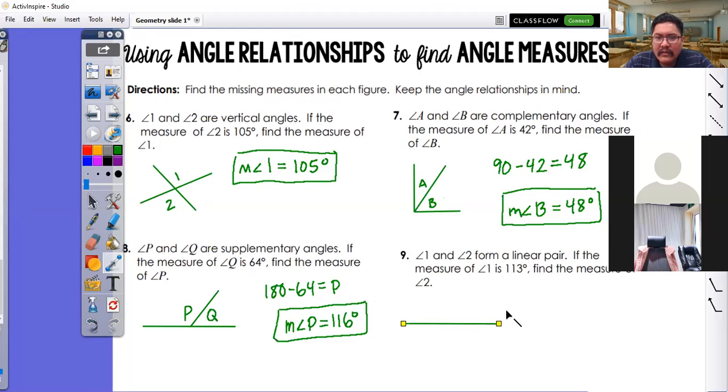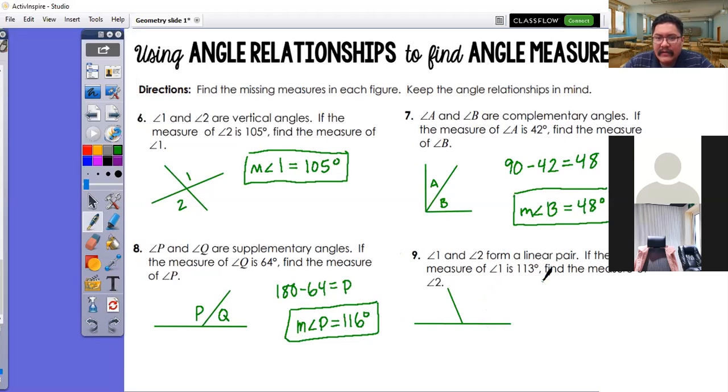So angle 1 and 2 form a linear pair, and I'm going to start in the middle, because again, you could have this anywhere. If the measure of angle 1 is 113 degrees, so there's 90 degrees, and 90, 113 would be like right there. Again, we don't need to draw this, but it's just there to help you think about it. So here we have measure angle 1, angle 2. Find the measure of angle 2.